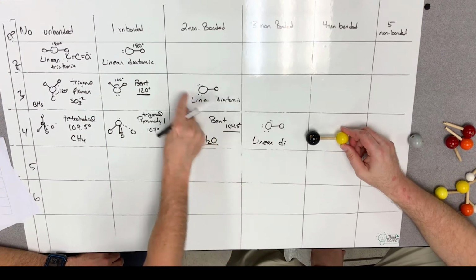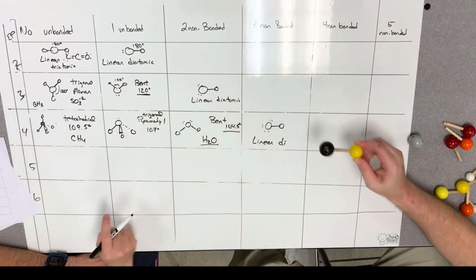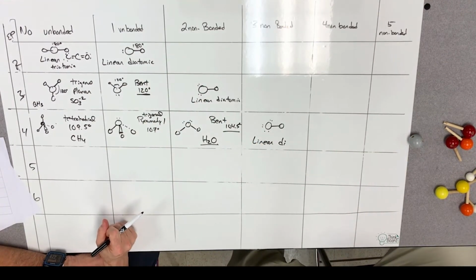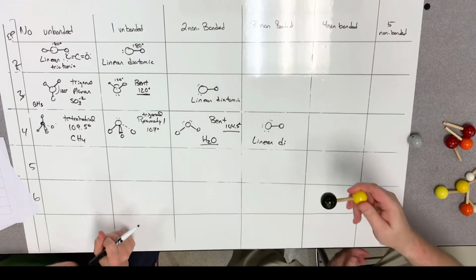We get a linear diatomic, which is, by the way, didn't we have that up there? Well, see, there's a pattern: linear, diatomic, linear, diatomic. So when you get down to just one atom attached and everything else are electron pairs, you're going to end up with a straight line.